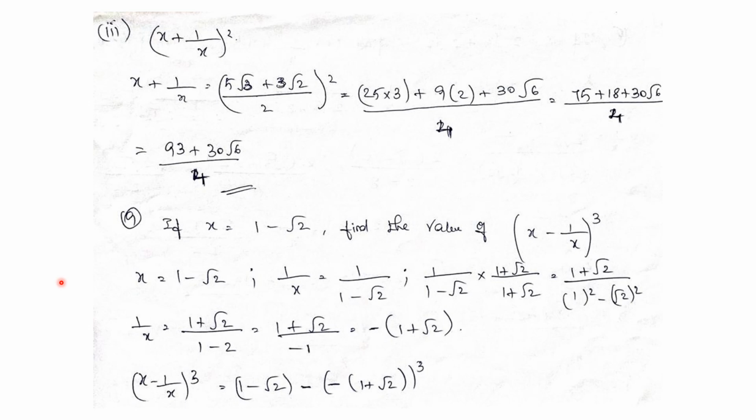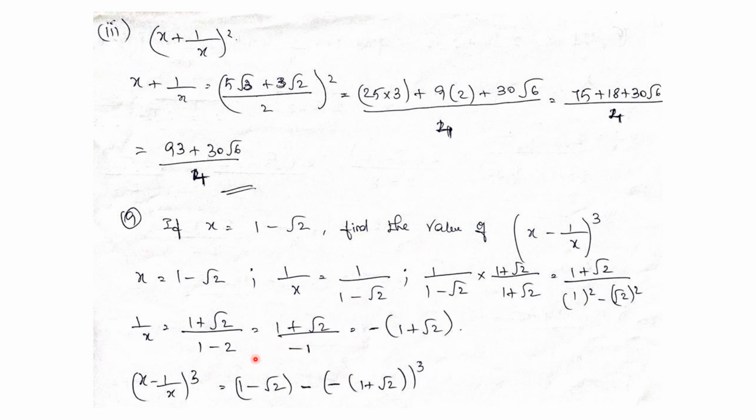We will see the ninth sum. If x is equal to 1 minus root 2, find the value of x minus 1 by x the whole cube. Okay. So first what we need to find is 1 by x. 1 by x is nothing but 1 by 1 minus root 2. We need to rationalize this one. Okay. So we'll get minus within the bracket 1 plus root 2.